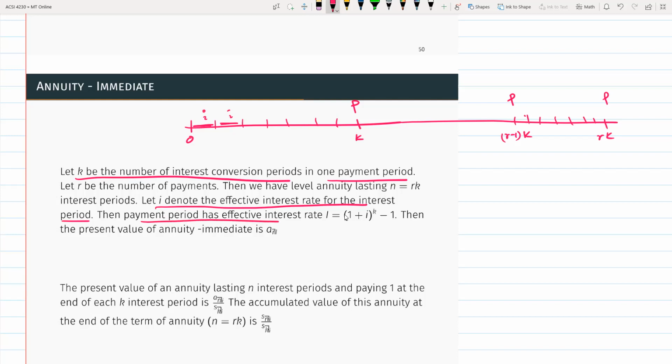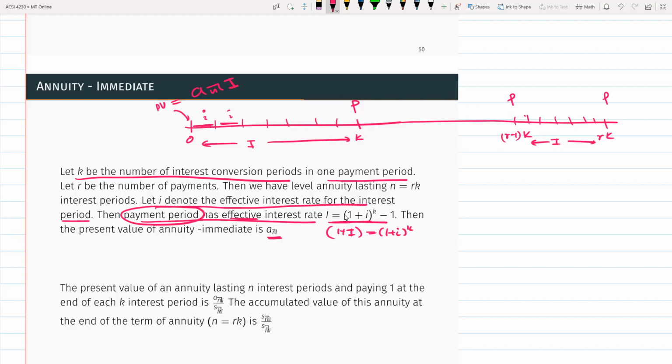Then the payment period has an effective interest rate. For the entire payment period, you have rate I. And we learned about this one: the formula is 1 plus capital I equals 1 plus small i to the K. Then the present value of the annuity immediate is a angle n. If you know the effective rate, then the present value at time 0 is going to be a angle n at capital I.